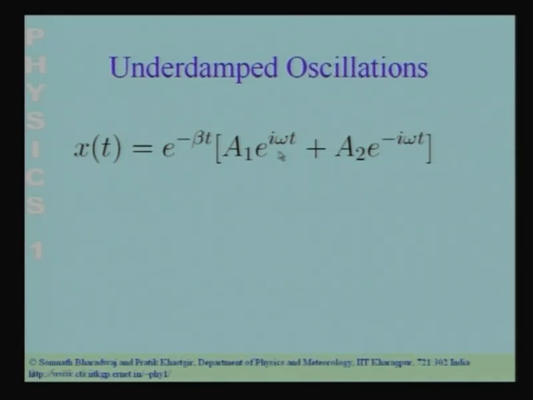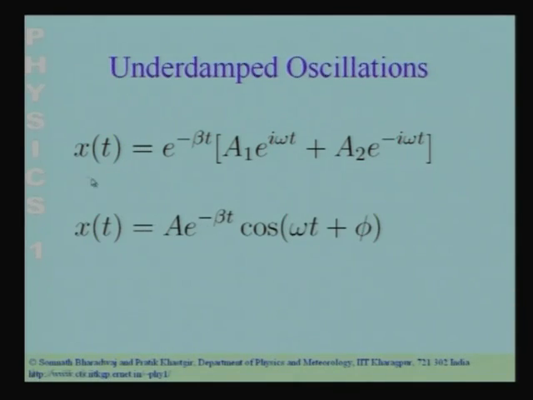A1 and A2 are the unknown amplitudes which have to be determined from the initial conditions, and the combination A1 e to the power i omega t plus A2 e to the power minus i omega t is essentially an amplitude times cosine of omega t plus phi. The major difference is that you have this extra factor e to the power minus beta t outside. The role of this e to the power minus beta t is that it causes the amplitude of the oscillations to go down exponentially in time.